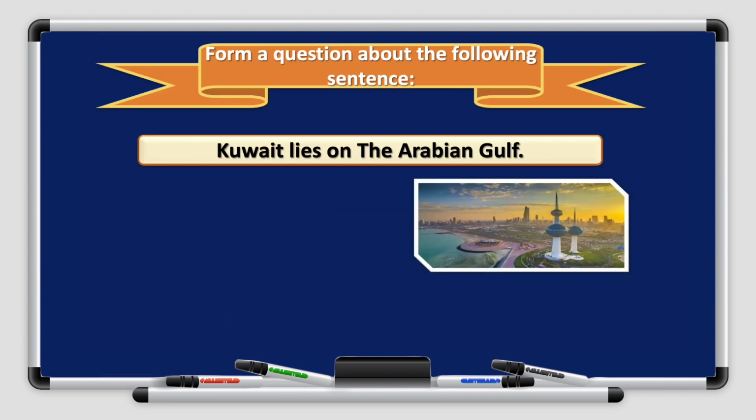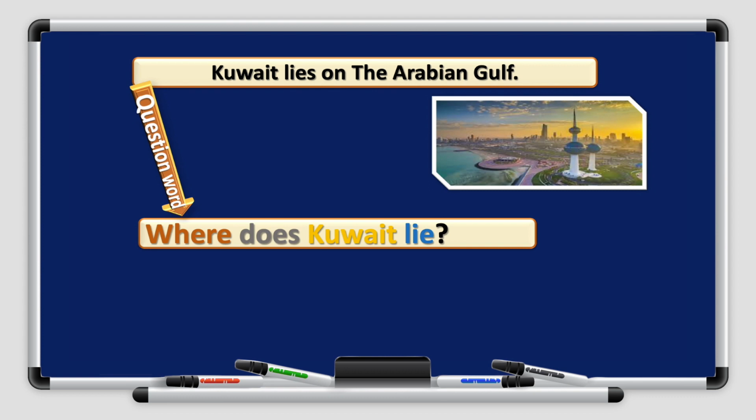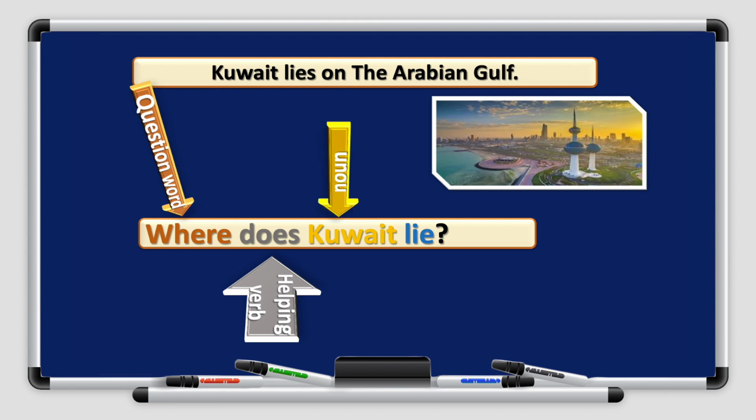Let's take another example here. Kuwait lies on the Arabian Gulf. How can I form a question here? I will start with what? The question word. Excellent. So where, because I'm talking about a place here. Where does, our helping verb, Kuwait, noun, lie, the main verb?